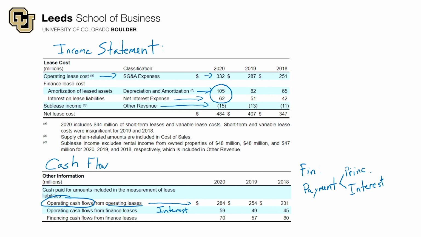Any amount of the payment that pays down the principal goes into the financing section. That's because we treat that lease as a loan. So if we're paying down the principal of a loan, we consider that a distribution to financiers of our business. And that's why that portion of the payment goes into the financing section of the cash flow statement. So total financing cash flows for leases are those two numbers put together.